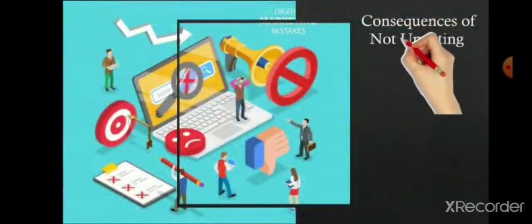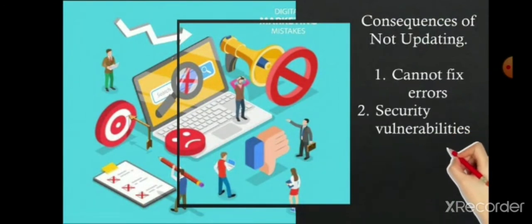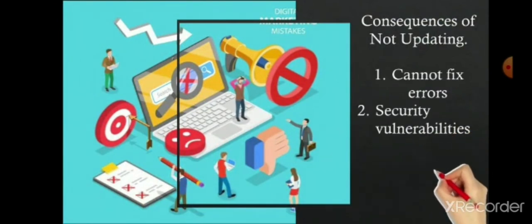And there are consequences when you do not update your device. The first one is cannot fix errors. The older system will not be able to fix the newer errors like bugs, pop up ads, spams, and app crashes. Second one, security vulnerabilities. As we all know, hackers are always on the move to break the current operating system for their own benefits. So, if the system is not consistently updated, the security system will be prone to cyber attacks.